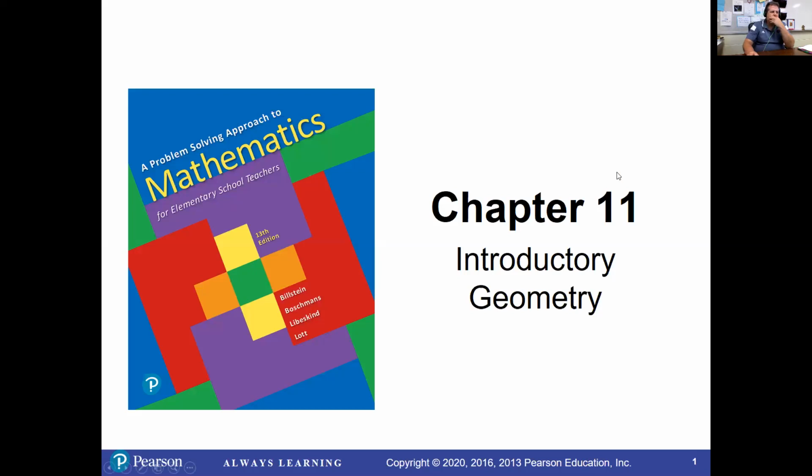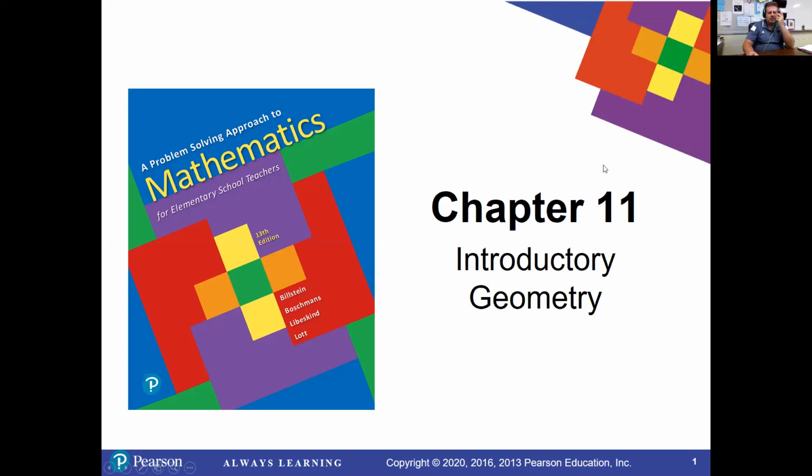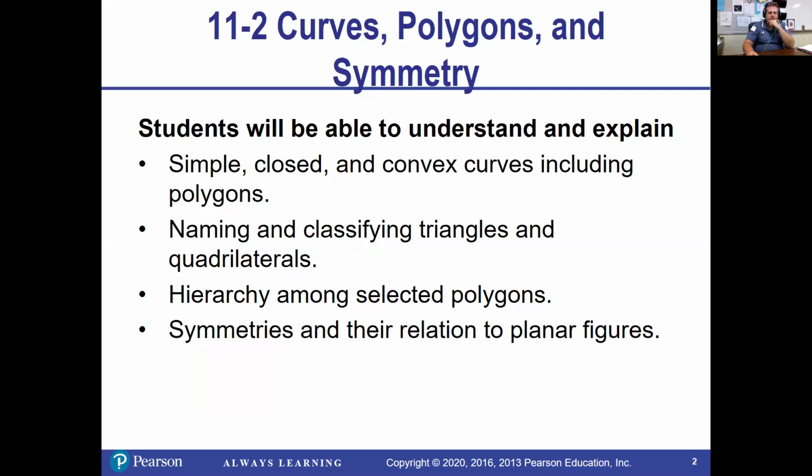All right, so here we have chapter 11, Introduction to Geometry. Let's rock right on into some of this. We're going to be talking about curves, and a straight line is also considered a curve, polygons, and symmetry. We're going to deal with simple, closed, and convex curves and concave curves, different types of polygons, naming triangles and quadrilaterals, the hierarchy of polygons. We'll talk about what that means, and then dealing with symmetry.